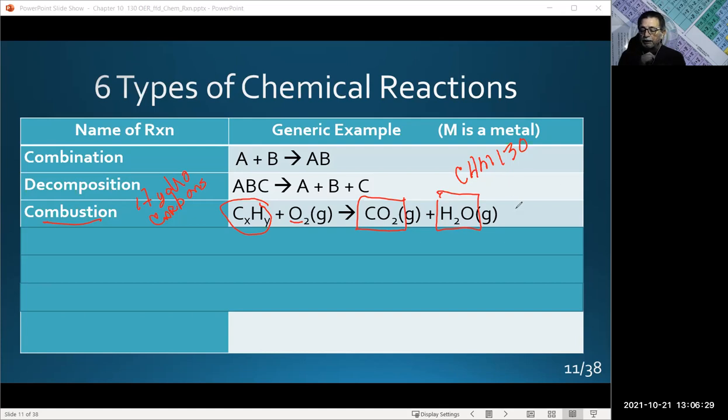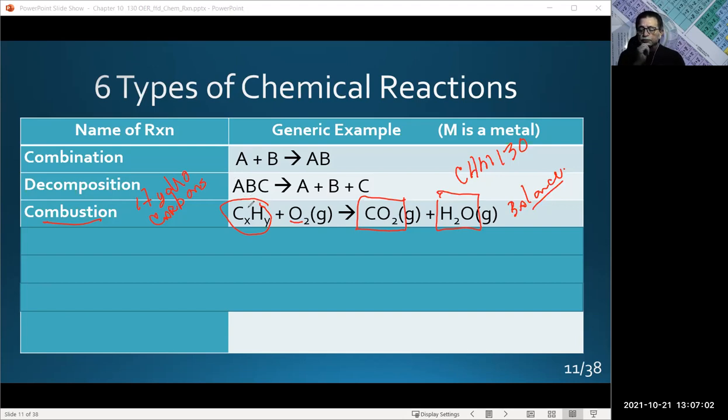With respect to balancing, we're going to talk about this. When we balance this type of reaction, there are very specific steps to balance a combustion reaction. For the combination reaction and the decomposition reaction, the majority of the time it is trial and error: adding the numbers here, then going back to reactants or products and playing with the numbers to get it to balance, okay?